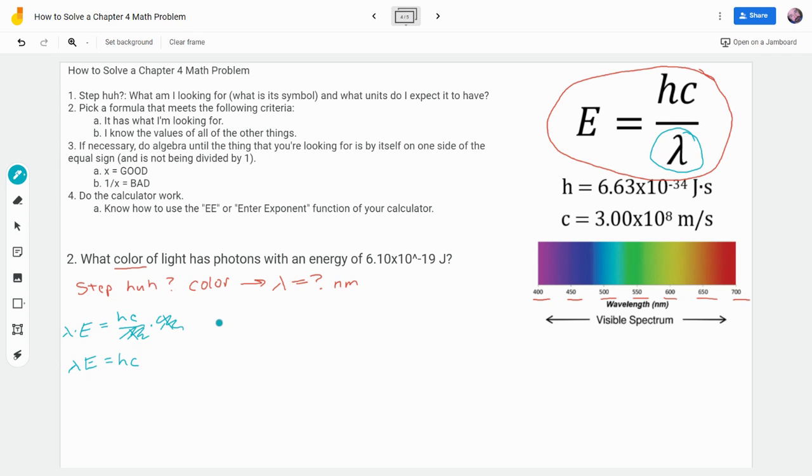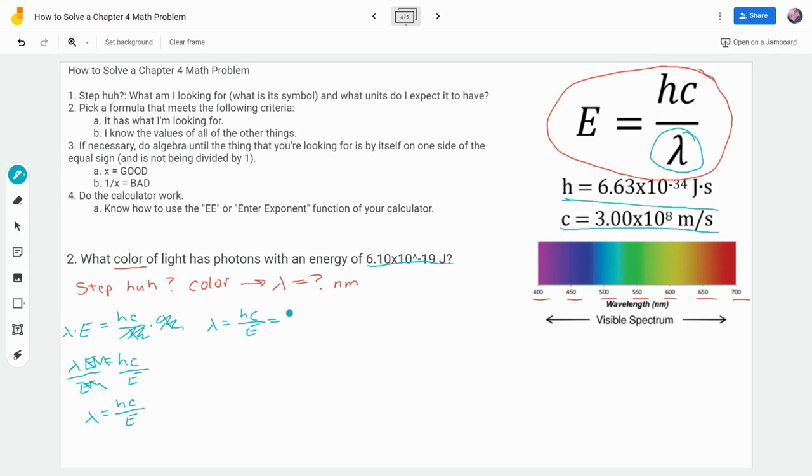So I'm almost there. I almost have lambda by itself. The next thing you want to do is divide both sides by E. Because if you divide both sides by E, E is going to disappear on the left-hand side. And this is going to leave us with lambda is equal to hc over E. So lambda equals hc over E. Now again, h and c are constants that we know. There's h. No, there's h. There's c. And E is the energy of this photon. And that is this number.